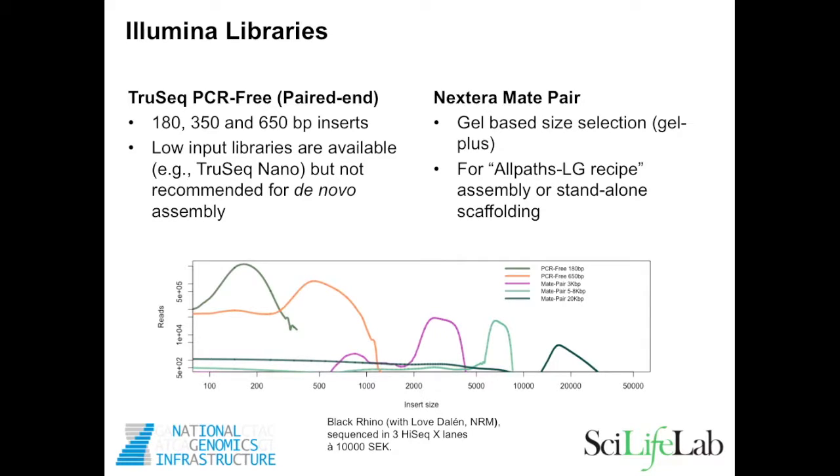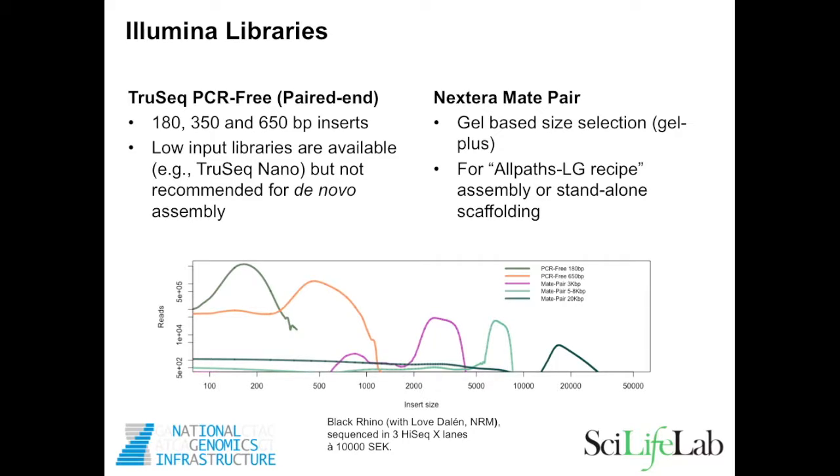So first, we have two types of libraries. We have the TruSeq PCR-free, which both Pat and others have talked about, and we provide this in several insert sizes. And secondly, we have the Nextera mate pair libraries with longer insert sizes. One type at around 3 kb, one at 5 to 8 kb, and one at 20 kb.